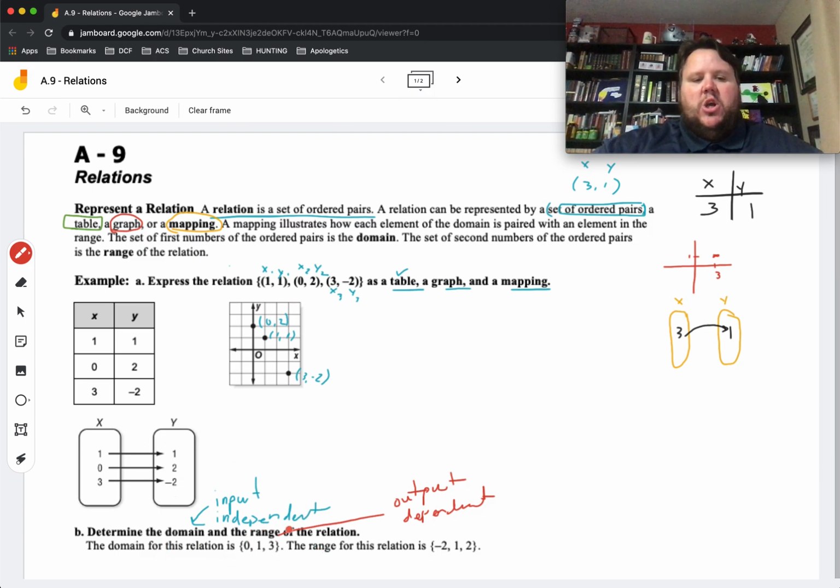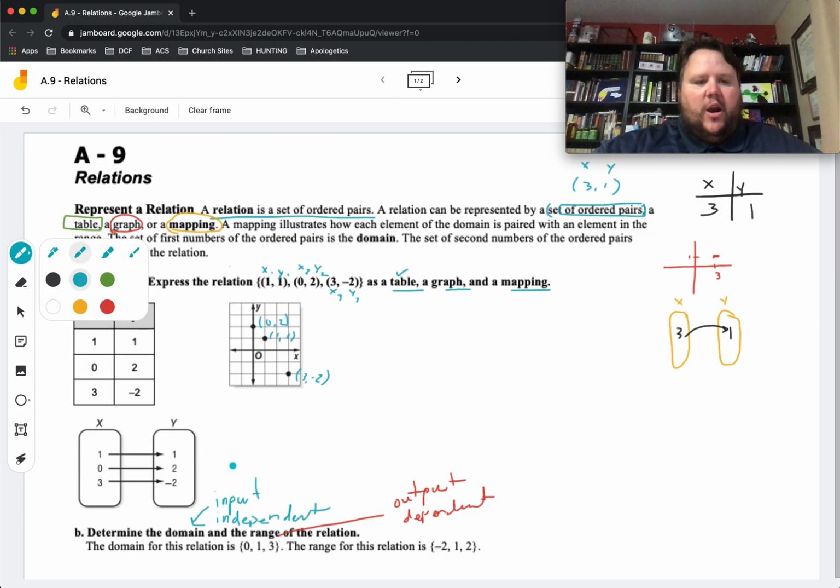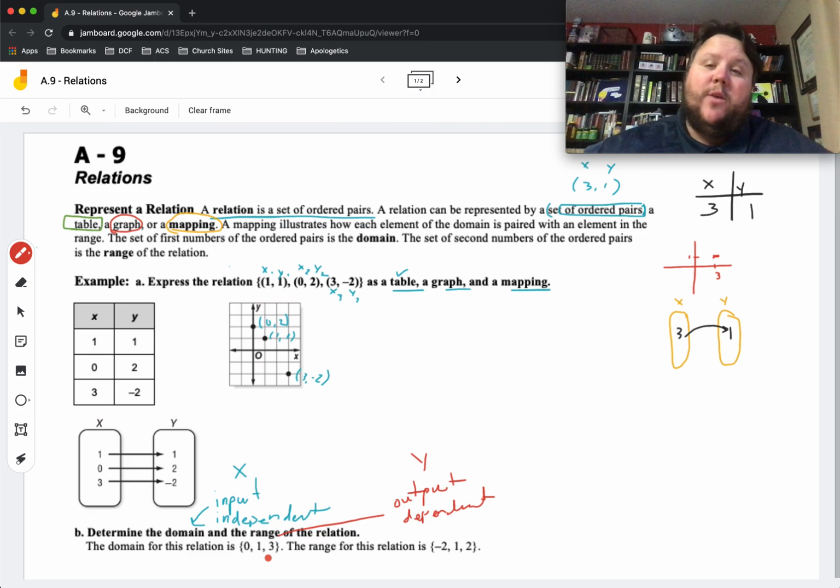In that case, another way to do this is our input is usually going to be our x variables, and our range is usually going to be our y variables. Looking at this, our x variables, and they put it in order, because when you do domain and range you want to put it in order. X was 1, 0, and 3, so they put it 0, 1, 3. Our range is our output. Our y variables were 1, 2, and -2. So in order, that would be -2, 1, and 2.